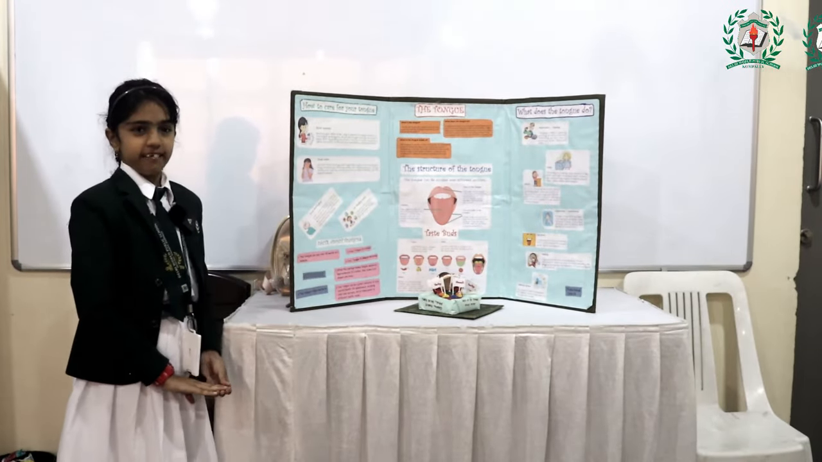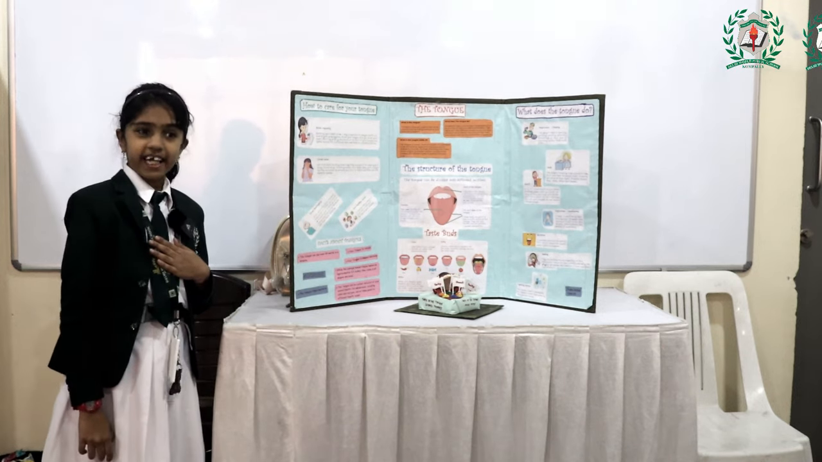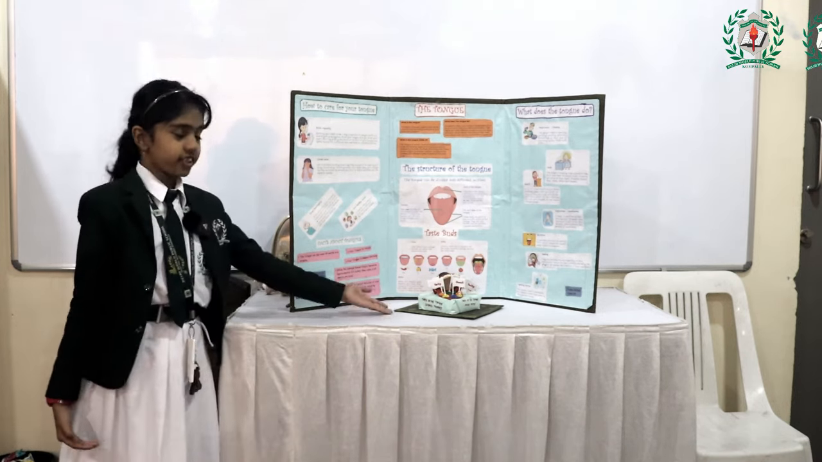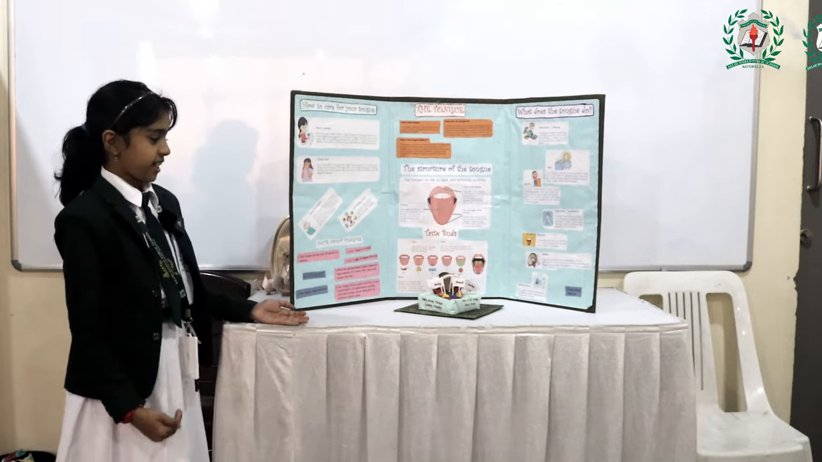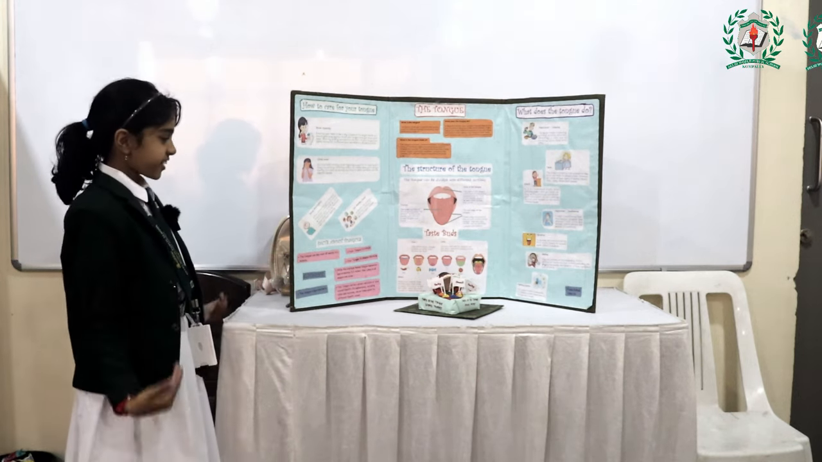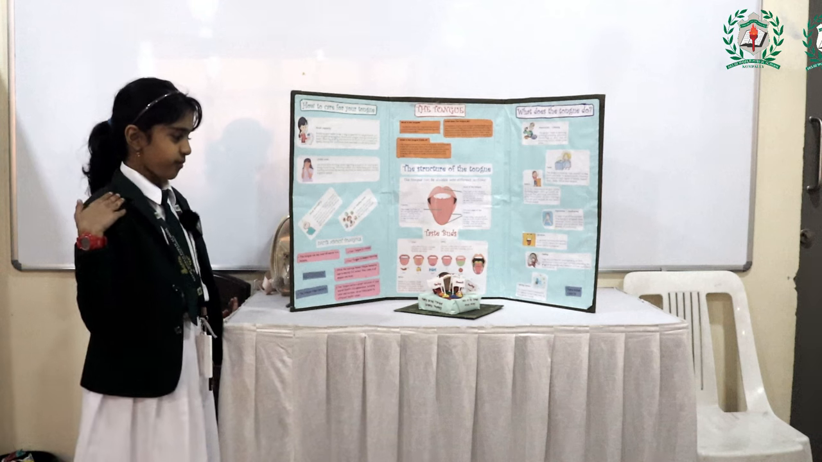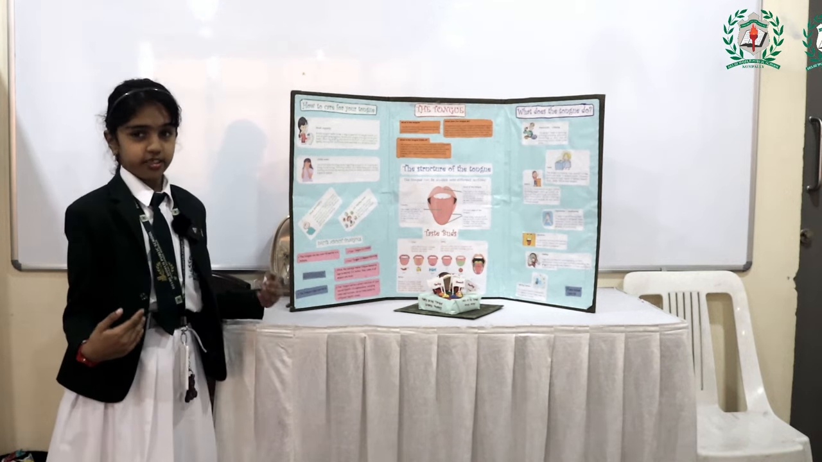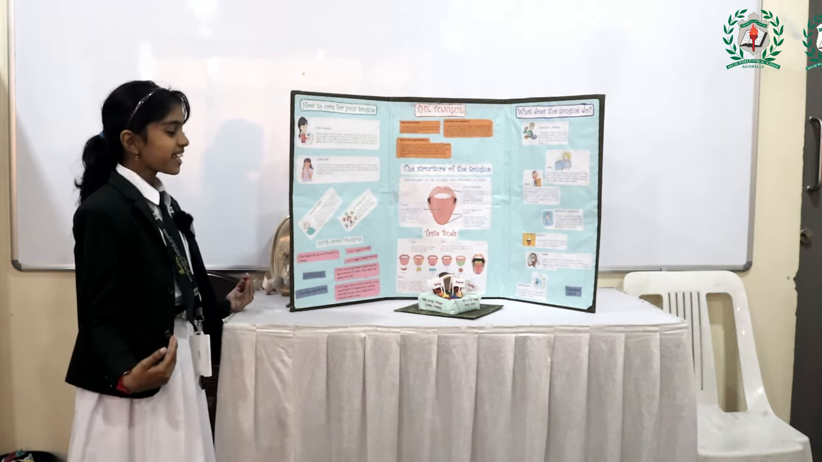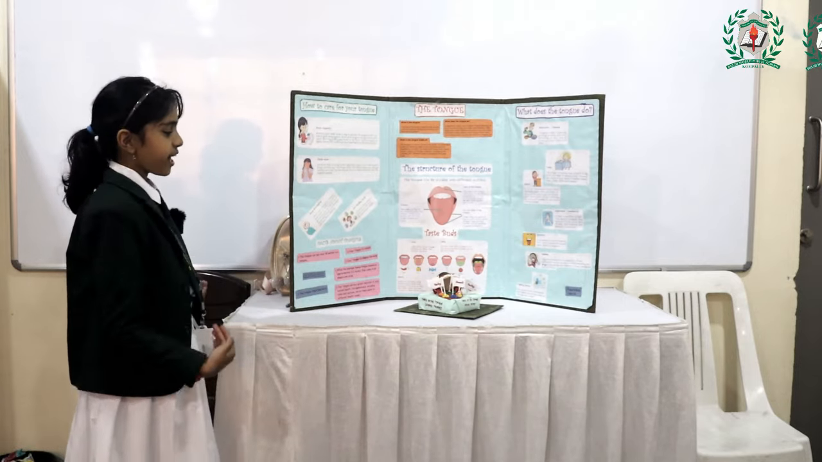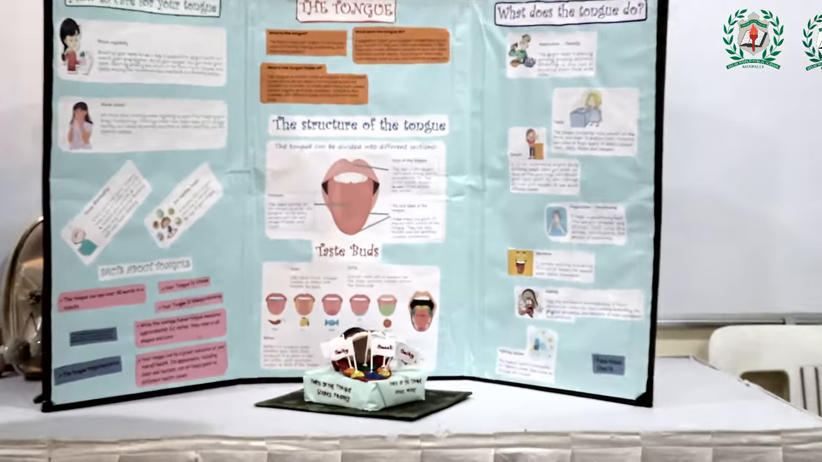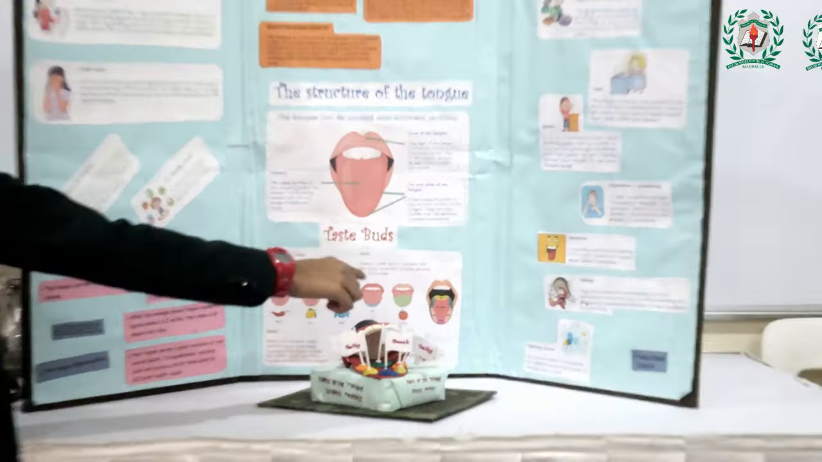Good morning, dear parents. I am Yukta from grade 5A and today I am here to tell you about the tongue. Let me start. The tongue has about 10,000 taste buds. These taste buds are linked to the brain by nerve fibers. Now let me tell you some points about taste buds. Taste buds are tiny sensory organs which help you to experience taste. There are 4 types of taste buds: sweet, salty, sour and bitter.